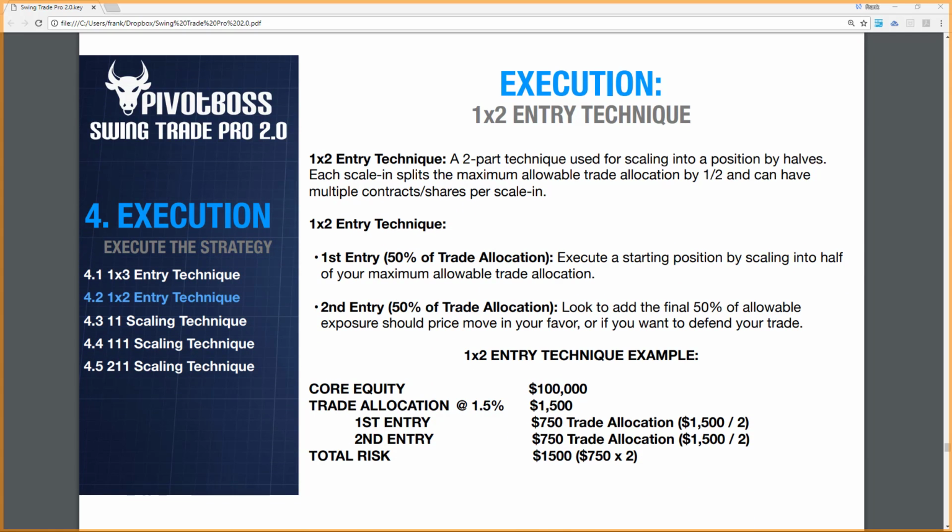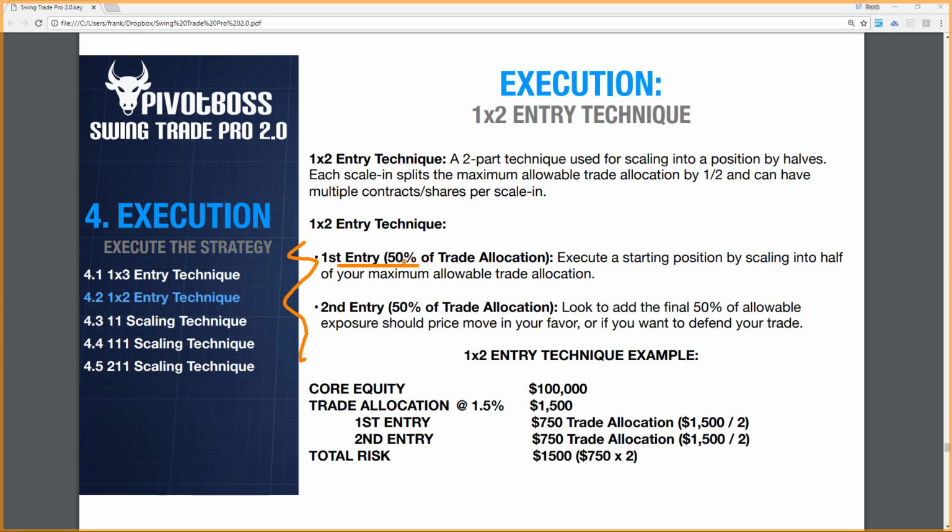Let's take a look at our second entry technique, which is the 1x2 entry technique. The 1x2 entry technique is a 2-part technique used for scaling into a position by halves. Each scale-in splits the maximum allowable trade allocation by 1/2 and can have multiple contracts or shares per scale-in. So here's the 1x2 and what it looks like.